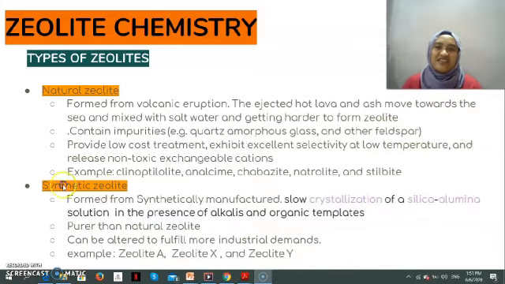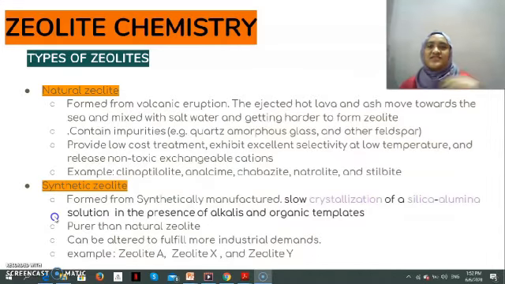Natural zeolite contains impurities such as quartz that are mostly found in the clinoptilolite. The benefits of natural zeolite are that it provides low cost treatment, it exhibits excellent selectivity at low temperature, and it also releases non-toxic exchangeable cations.